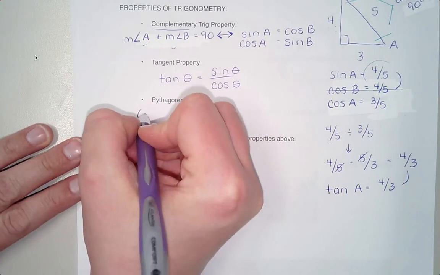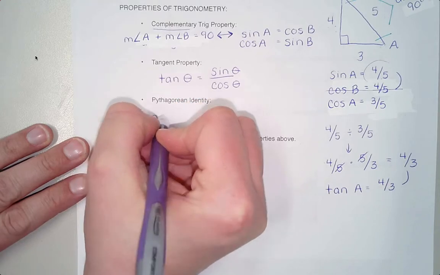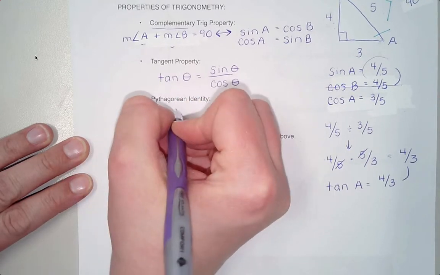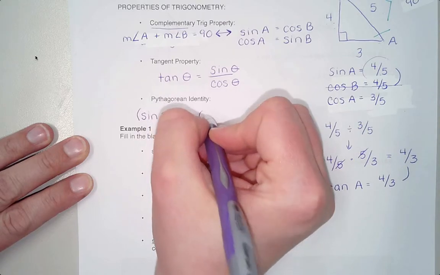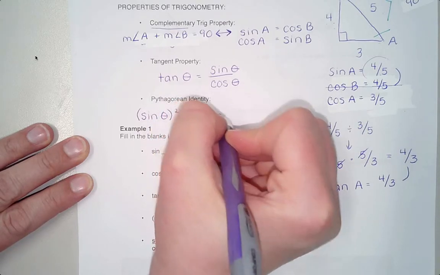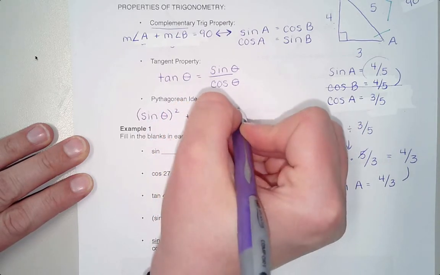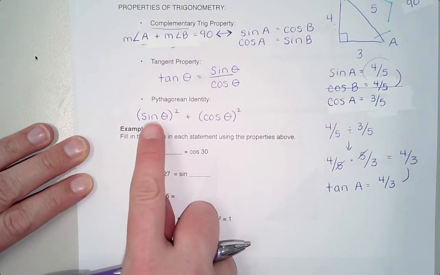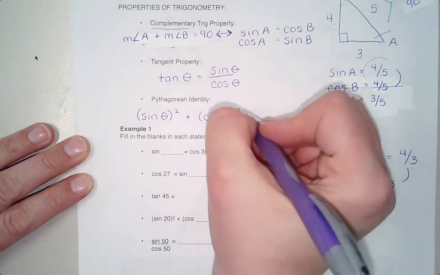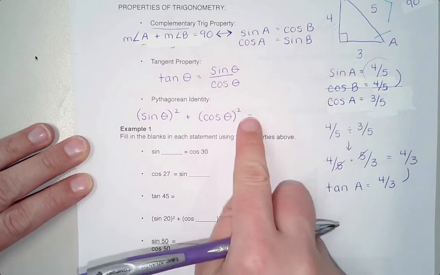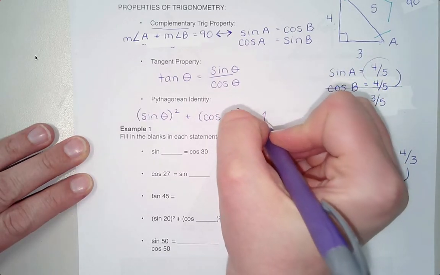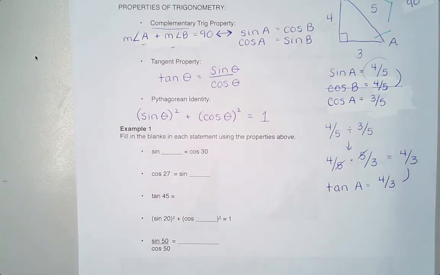If I take the sine of an angle and square it, and then do the cosine of the angle and square it, you can kind of see the Pythagorean theorem in there, right? Like a squared plus b squared. But for this situation, the c squared is always just going to be 1. Anytime you add together the sine squared and the cosine squared of the same angle, it's going to equal 1.